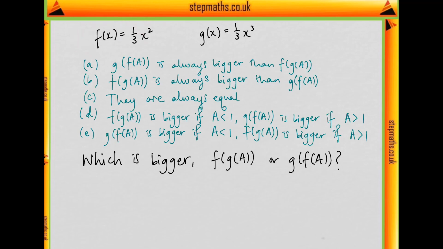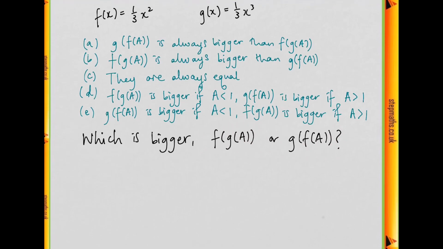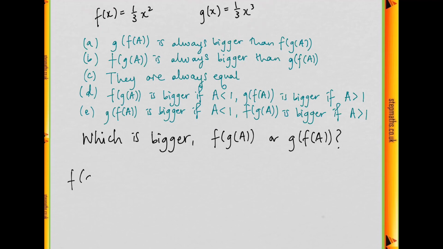So here are the two functions that we just worked out for f and g, and we want to know which of these is always true. So basically we need to know which is bigger, f of g of a or g of f of a. If we use our formulas, f of g of a is going to be a third times a third a cubed, which is from g of a there, all squared, and that's going to be a third times 1 over 3 squared times a to the 6.